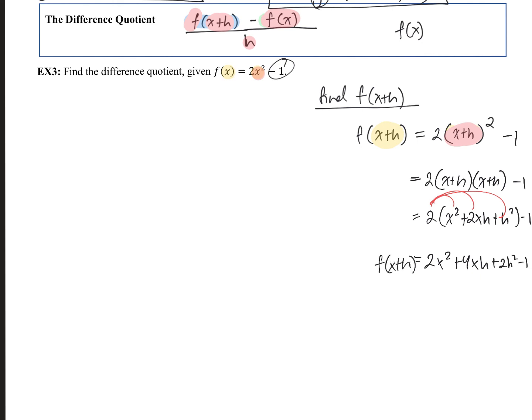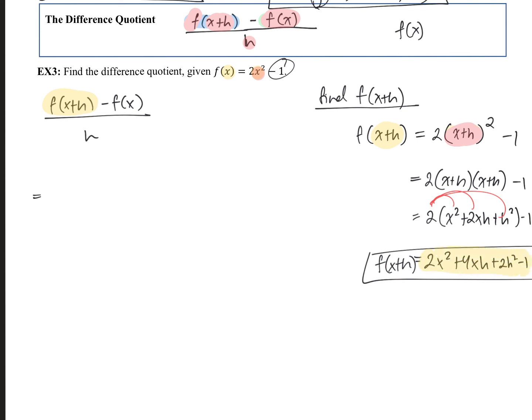What do we do with it? We're going to input this into the difference quotient. So in the difference quotient, we have f of x plus h, and we're going to subtract from it f of x, and then divide it all by h. So f of x plus h is equal to this right there. Then f of x is equal to that. And h is just h.